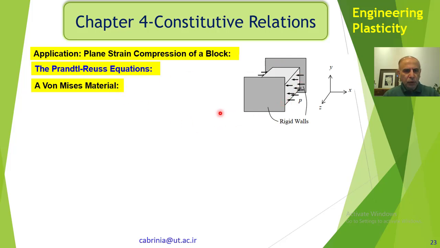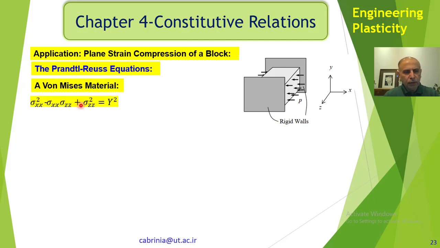Now we solved this problem using the Tresca yield criterion. Now we are going to use a von Mises material. That means that the material obeys the von Mises yield criterion. Okay, so the same procedure as before, but using the von Mises yield criterion.